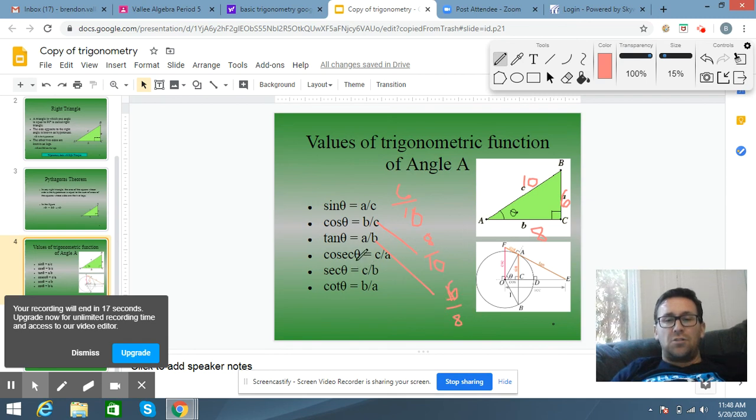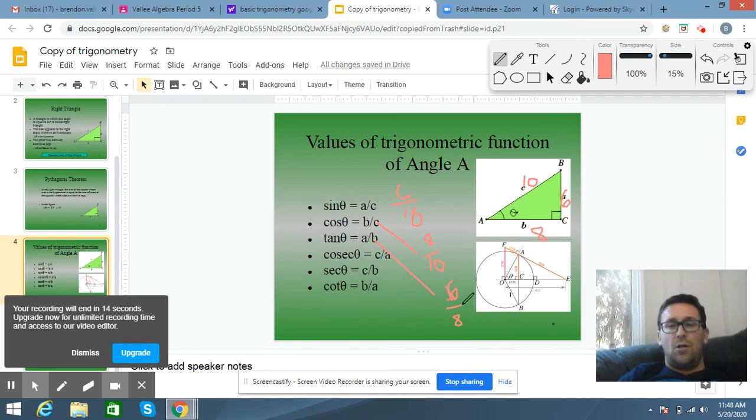Now the other ones, cosecant, secant, and cotangent, would just be the reciprocals. And we would use these to find the angle measure. So if this were 35 degrees, we'd be able to find that from the fraction.